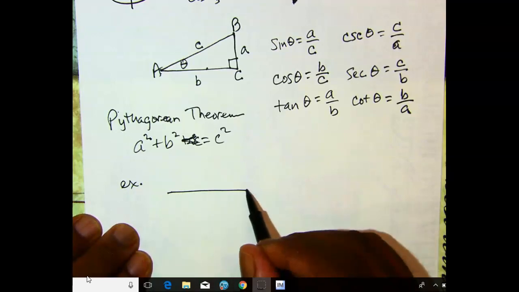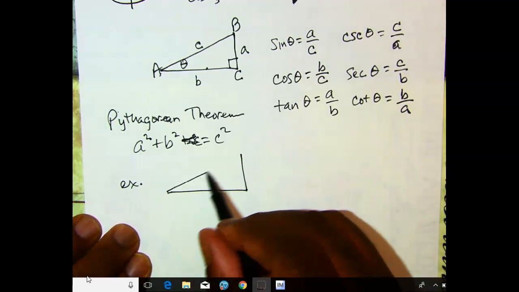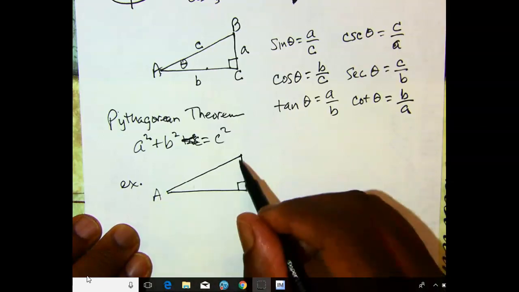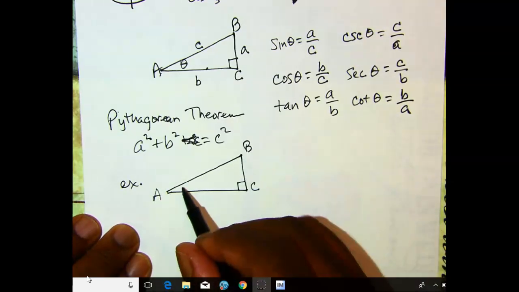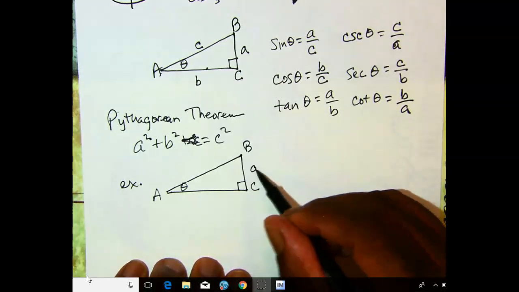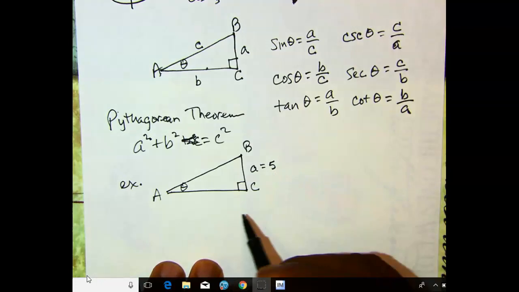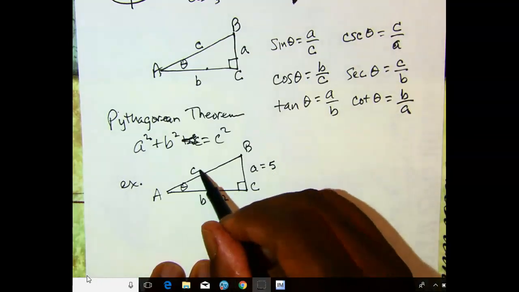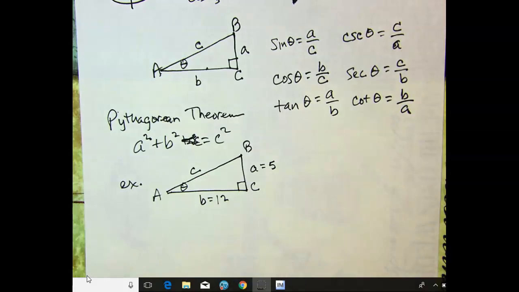So here we have a right triangle, and there's A, B, C. We call that angle theta. So let's say A is equal to 5 and B is equal to 12. We want to know what the sine, cosine, tangent, cosecant, secant, and cotangent are of this angle.